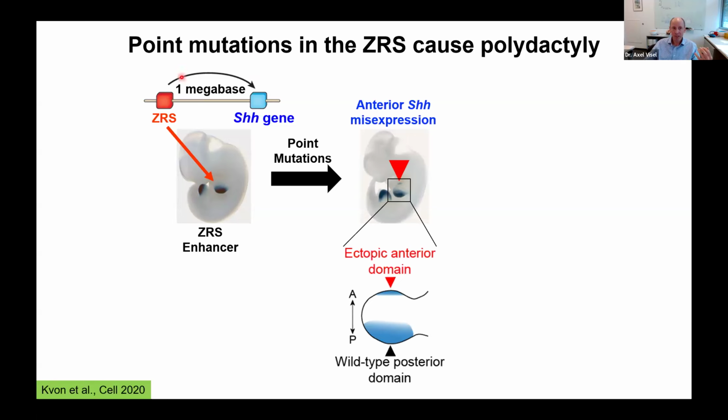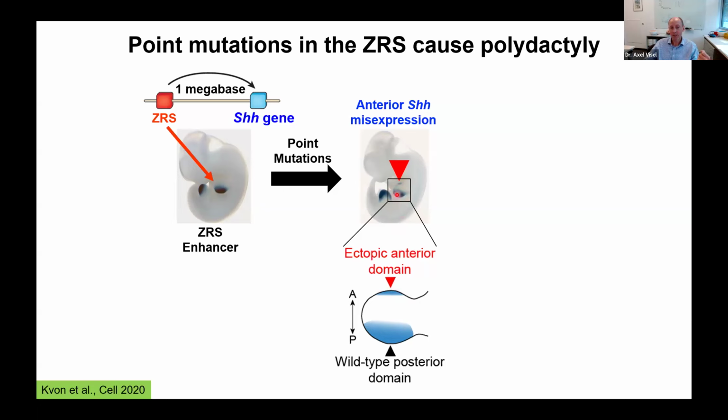So normally this enhancer is active just in the posterior part of the developing fore and hind limb. That's shown here schematically. So it drives sonic hedgehog expression here in the back part of the limb. But there are many point mutations in this enhancer that cause this ectopic staining at the front end of the limb here, this anterior domain that you see here.